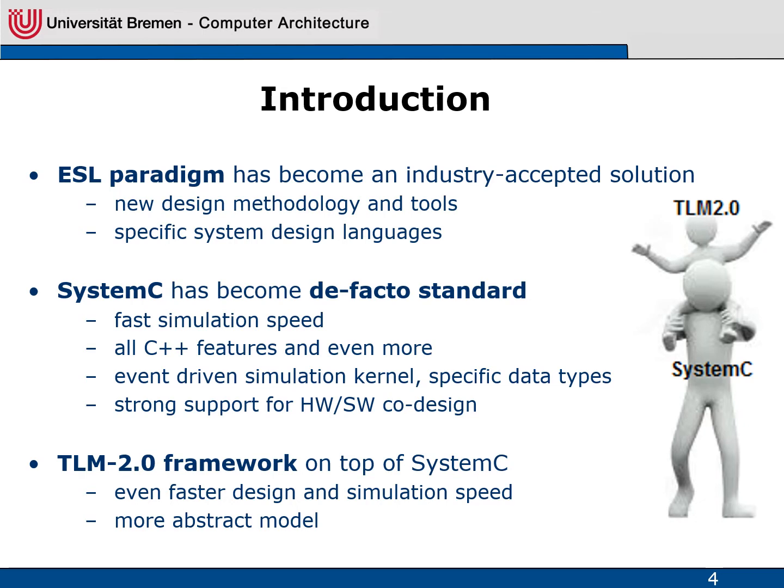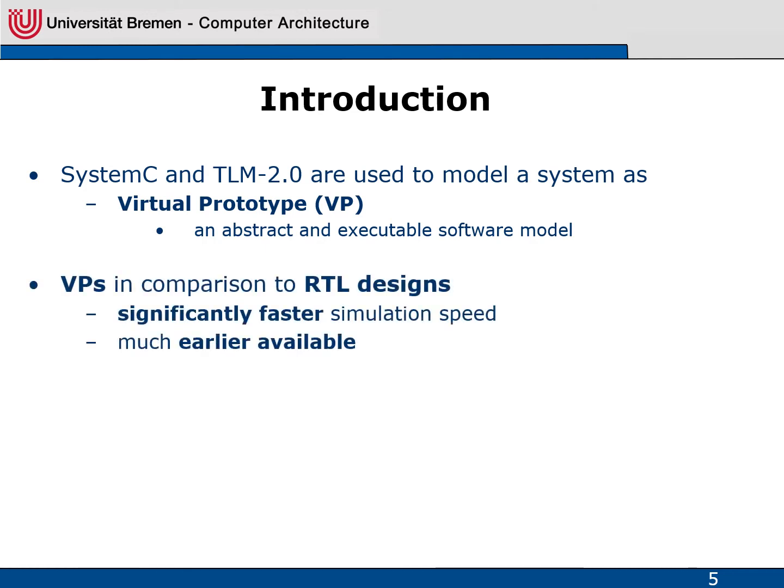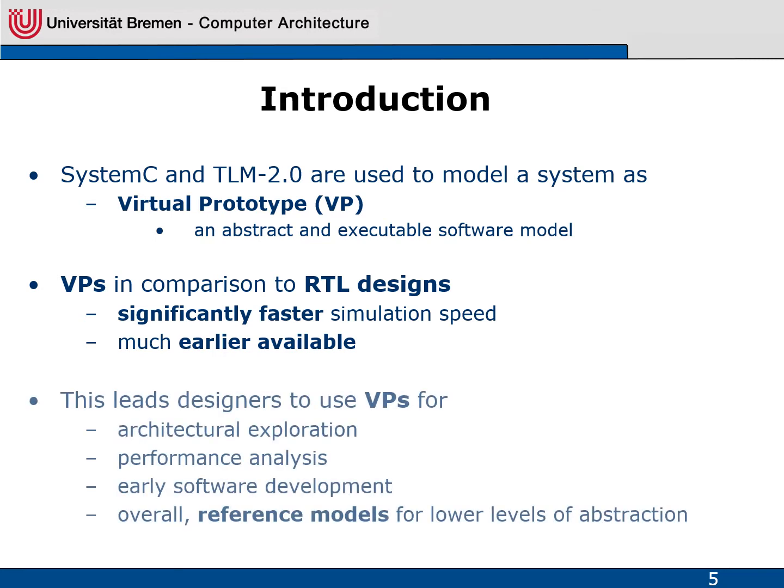Designers use SystemC and its TLM framework to model a system as a virtual prototype, which is basically an executable software model. In comparison to RTL, VPs have significantly faster simulation speed and are available much earlier. This leads designers to use VPs for architectural exploration, performance analysis, early software development, and as an overall reference model for lower levels of abstraction.